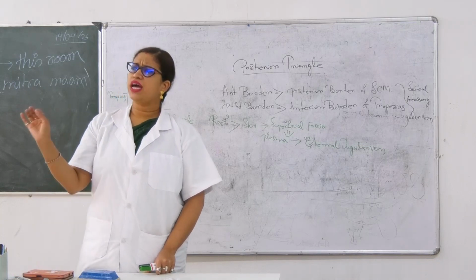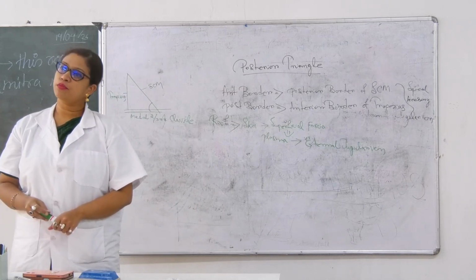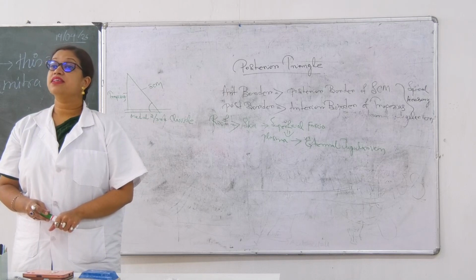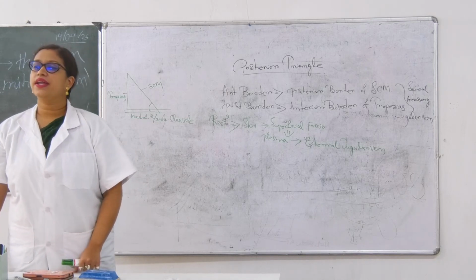Because it will give you the accurate reading. হার্টে কি চলছে সেটা কিন্তু external jugular vein বলে দেবে। How? Because it is having same pressure as the right atrium. Okay, so write it down.